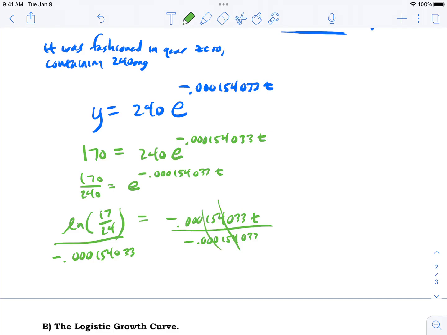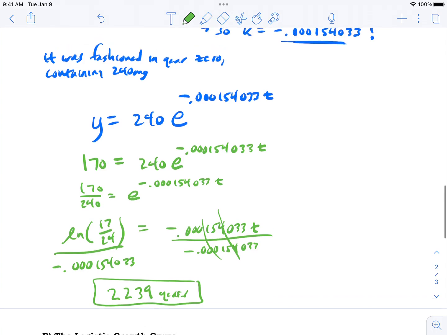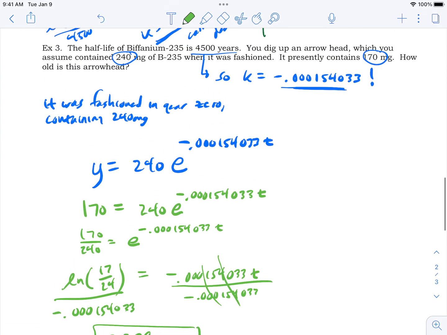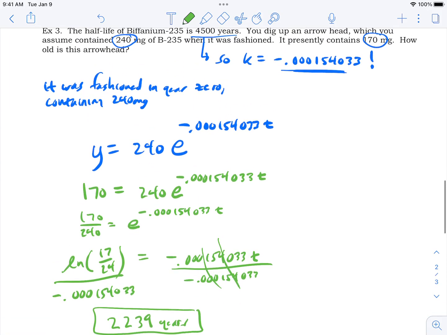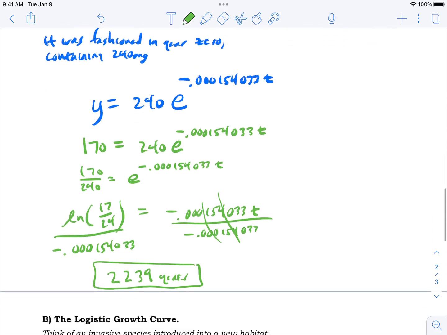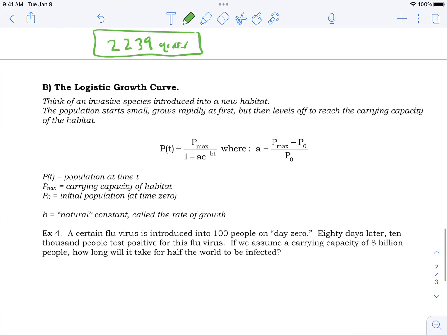Let's find out. So let's see here. Natural log. Do a 17 divided by 24 and close my parentheses. Divide by negative 0.000154033. Boom! If I round to the nearest year, it's 2,239 years. So it's 2,239 years later, which means the thing is 2,239 years old. That goes back a ways. Cool. And so that's how they do the carbon dating type stuff, right? Okay, cool.